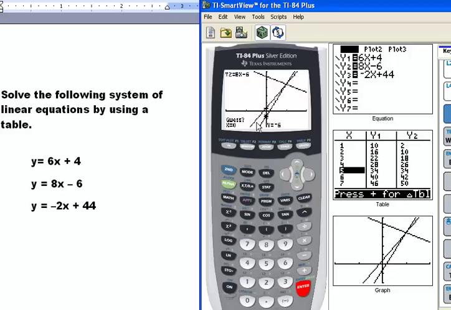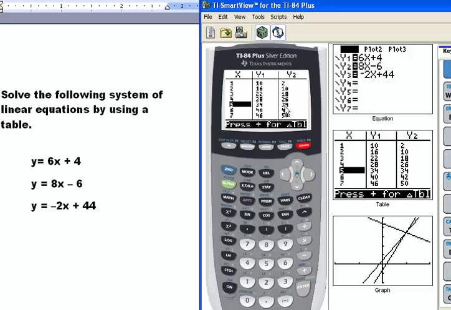Now the intersection is only for 2 points, so it's asking for my guess of where they cross. And so I will just keep moving my right arrow until I get close to the intersection points. It does not need to be perfect, but close. I will hit enter and find out that the intersection point is in fact 5, 34, which matches what we saw on our table, which if I go back to the table, you will once again see that the answer in common is when x is 5 and y is 34. That is the solution for the system.